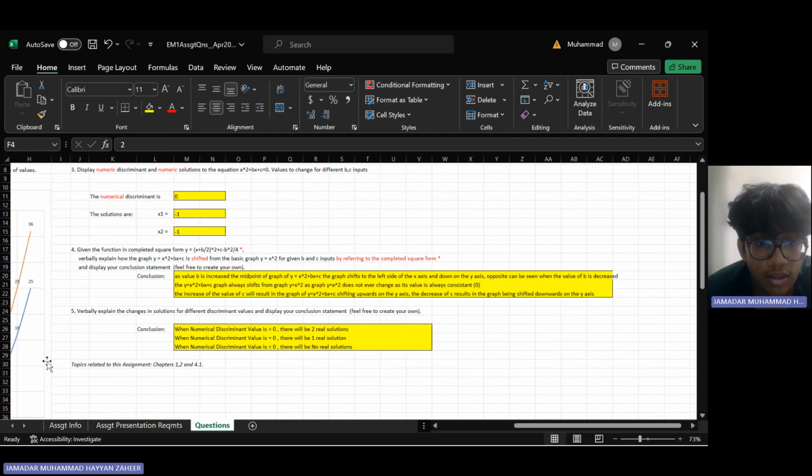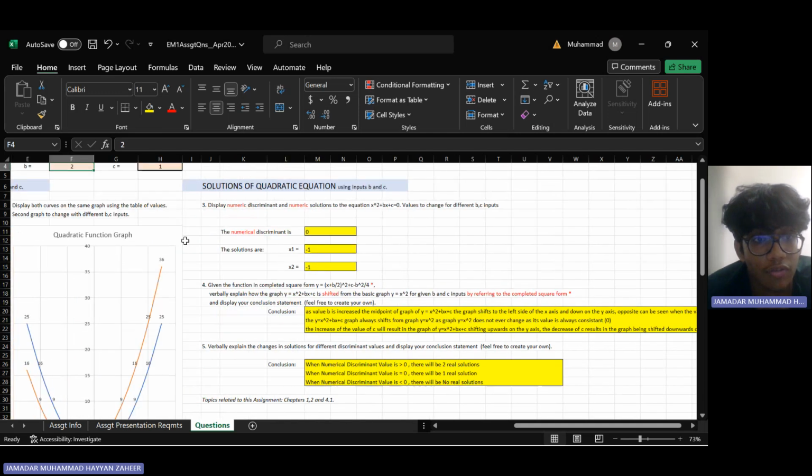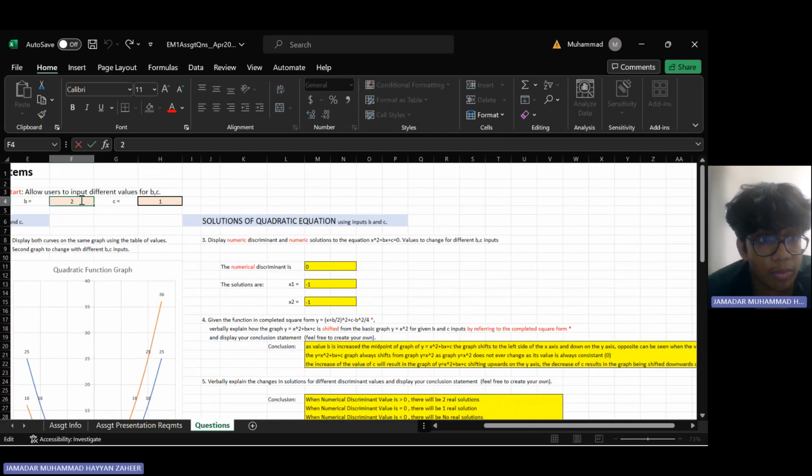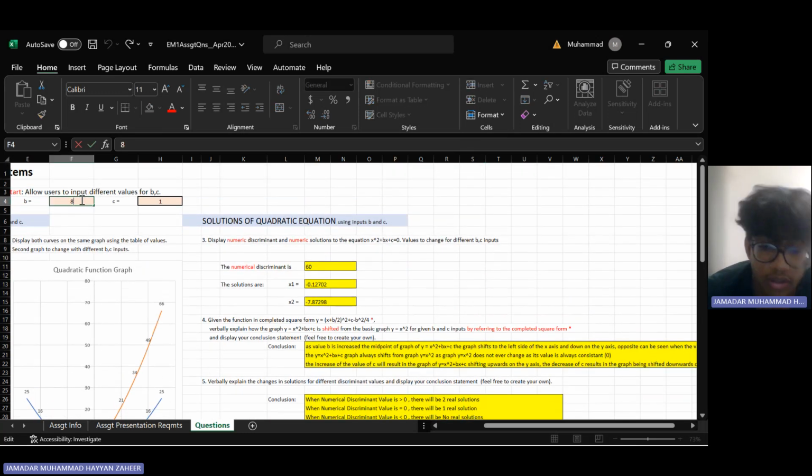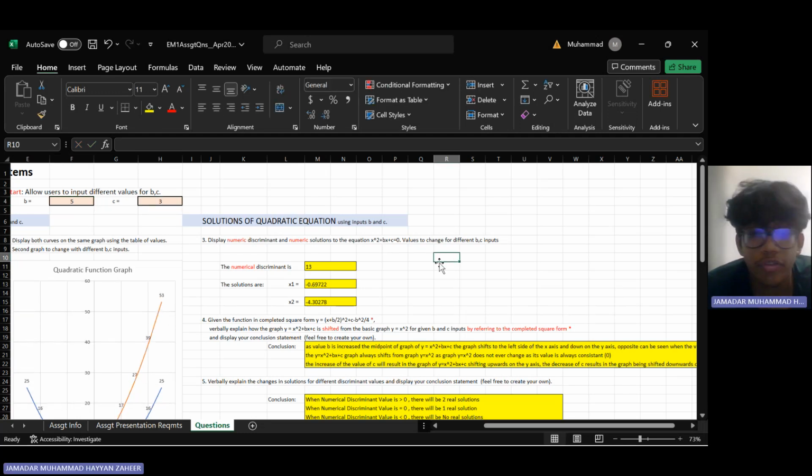So these are the discriminant rules, as we know. The second rule here states that if the value is equal to 0, there will be one real solution. And if I change the value, so if I just put 7 here or 8 here, 60, look, there are two real solutions. And if I put a negative number, like 5 and 3, maybe, it will give me a different kind of solution.